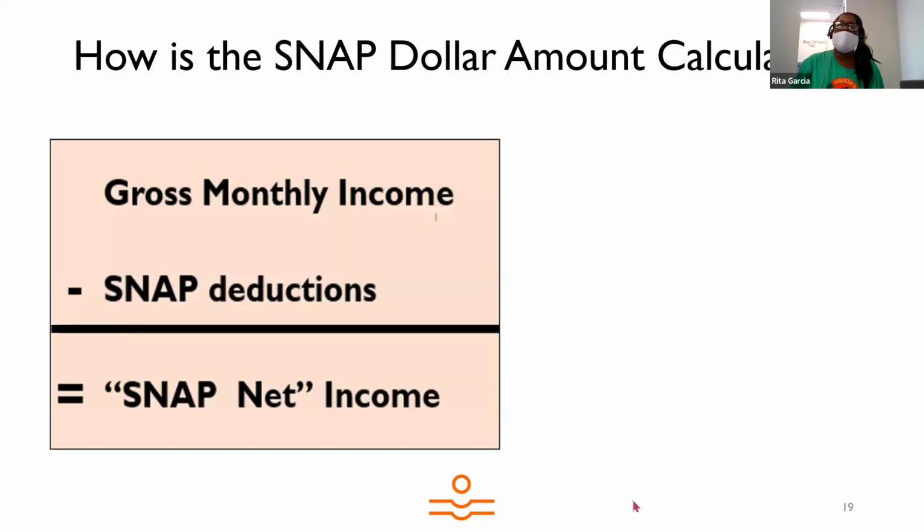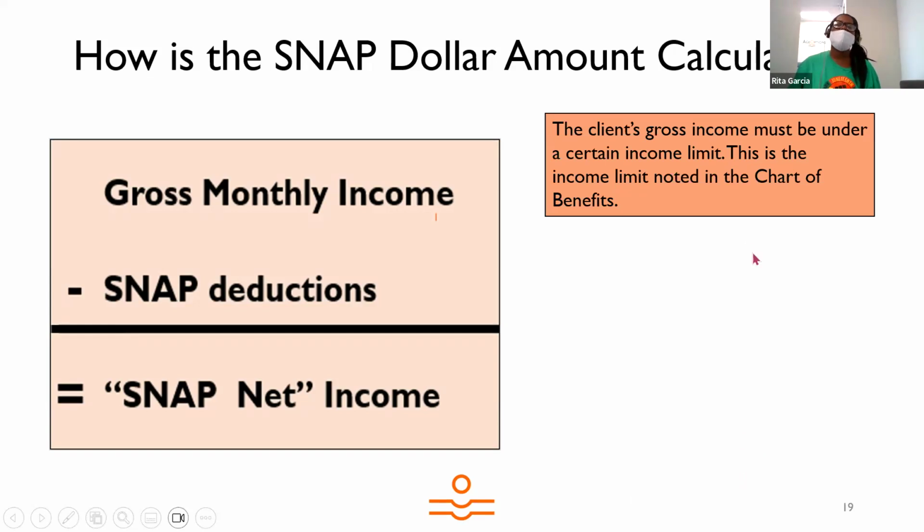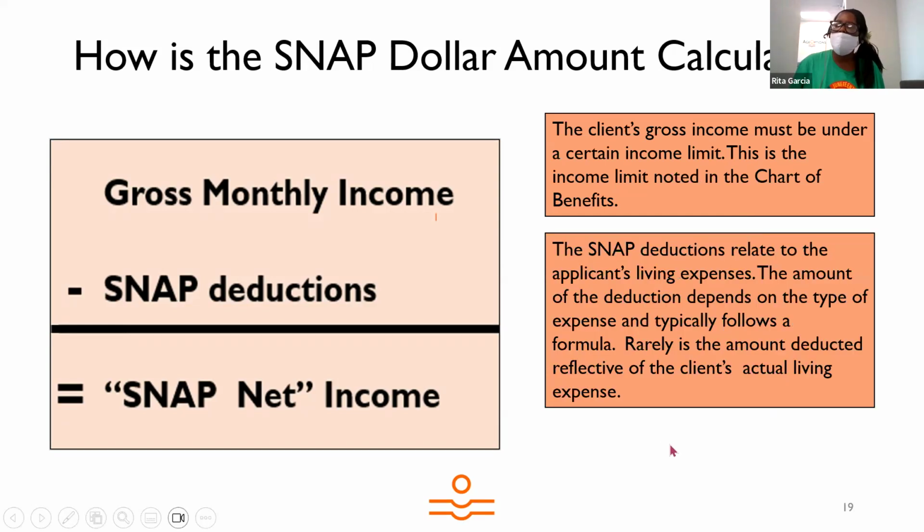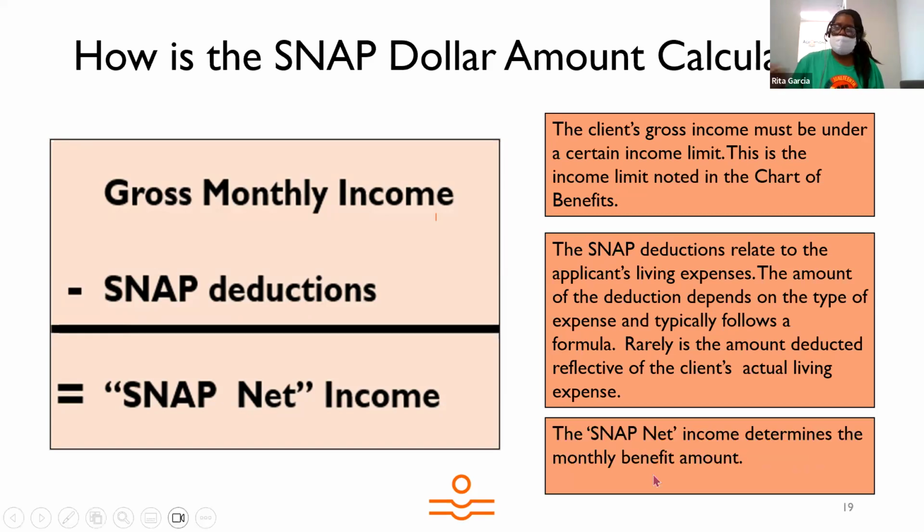And now, how is the SNAP dollar amount calculated? The gross monthly income minus SNAP deductions equals SNAP net income. The client's gross income must be under a certain income limit as discussed in the prior chart. This is the income limit noted in the chart of benefits. The SNAP deductions relate to the applicant's living expenses. The amount of the deductions depends on the type of expense and typically follows a formula. Rarely is the amount deducted reflective of the client's actual living expense. Now, the SNAP net income determines the monthly benefit amount.